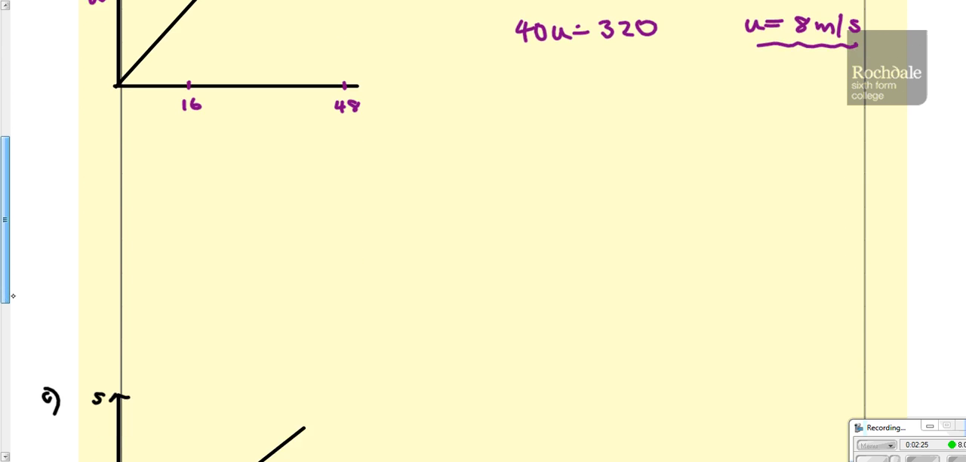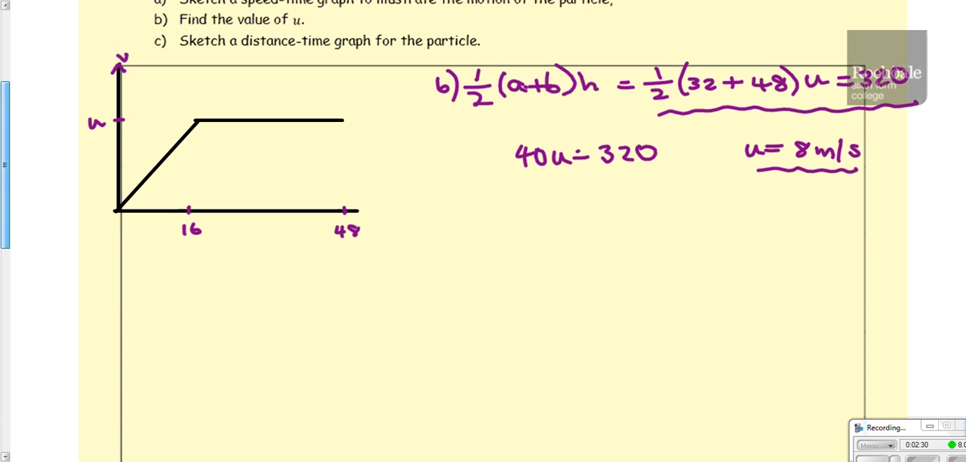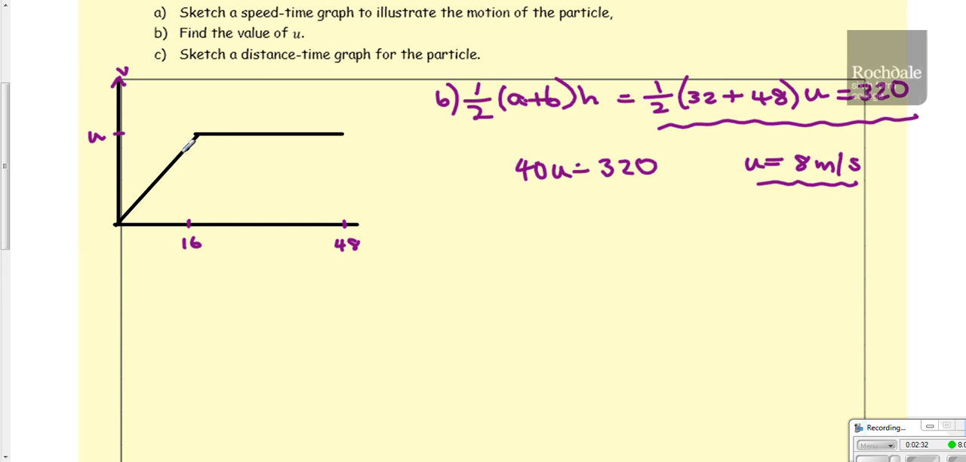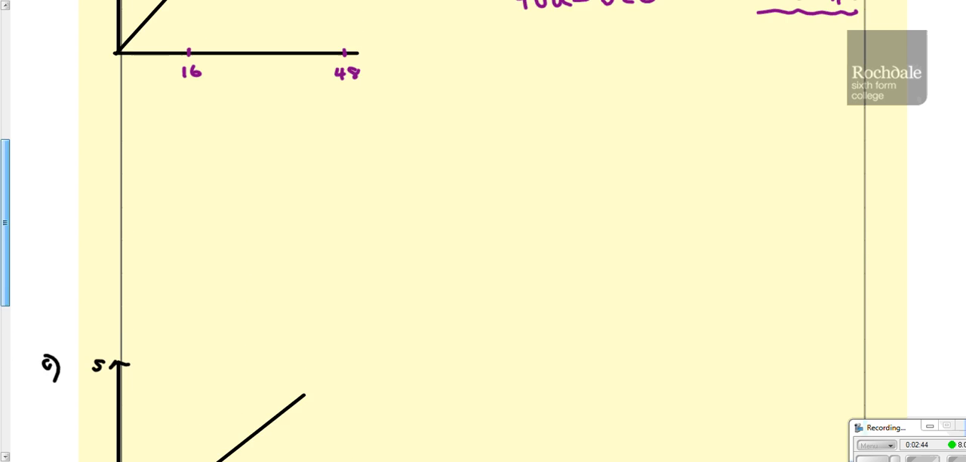Now, I've actually started the graph further down the page here. In the first section, the particle is accelerating. That means the distance that is covered every second will increase and increase and increase. So we actually get a curve for the first section of the graph, and I'll talk a little bit more about that in a second.